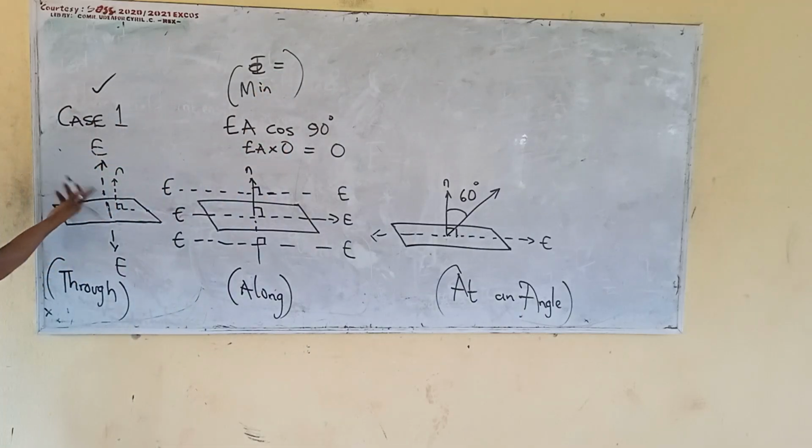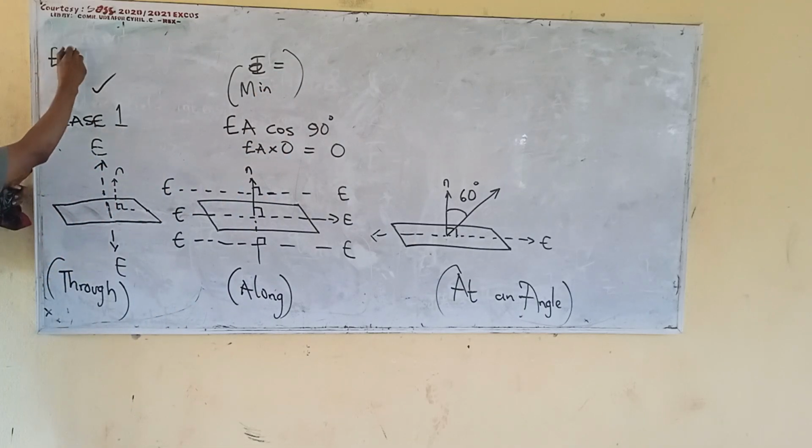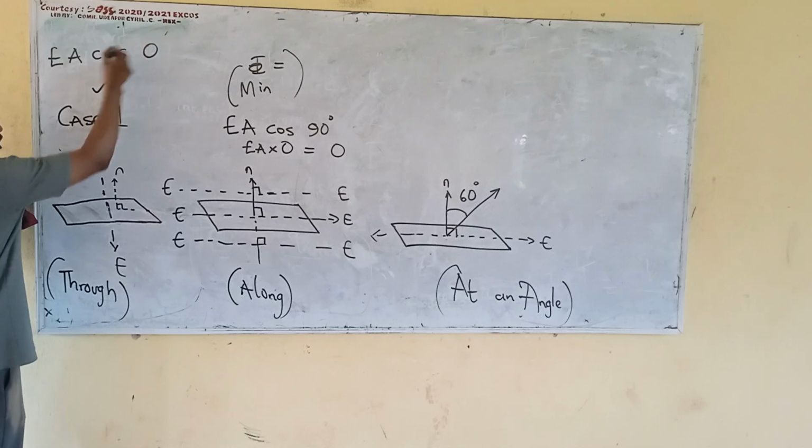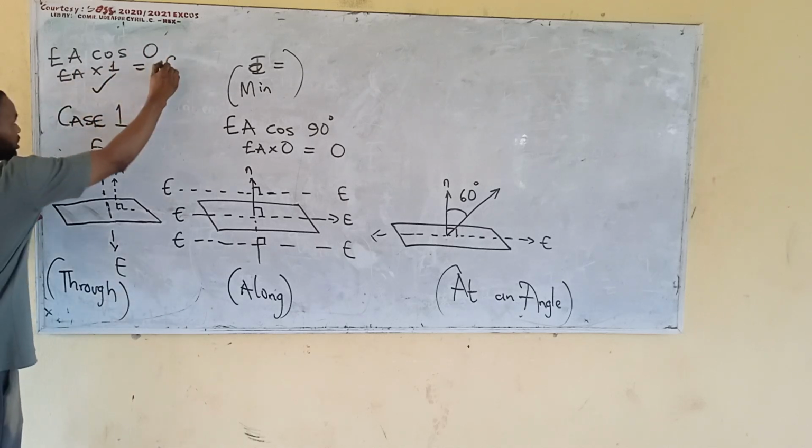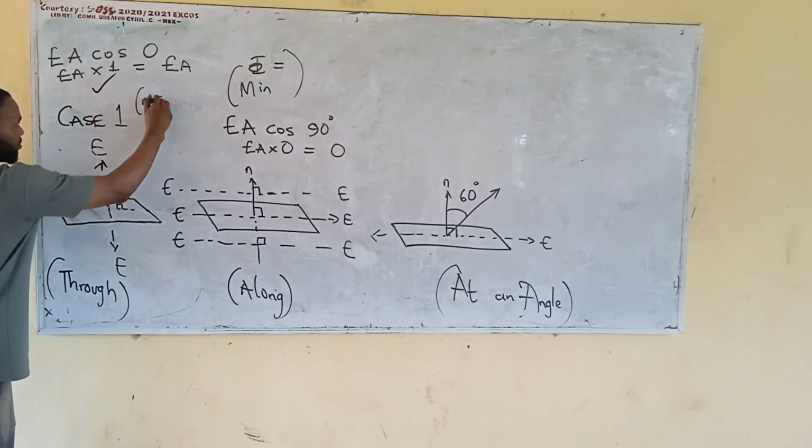But notice that in this case, they have no angle between them. So it's EA cos 0. And cos 0 is 1. EA times 1 is EA. At this point, it is maximum.